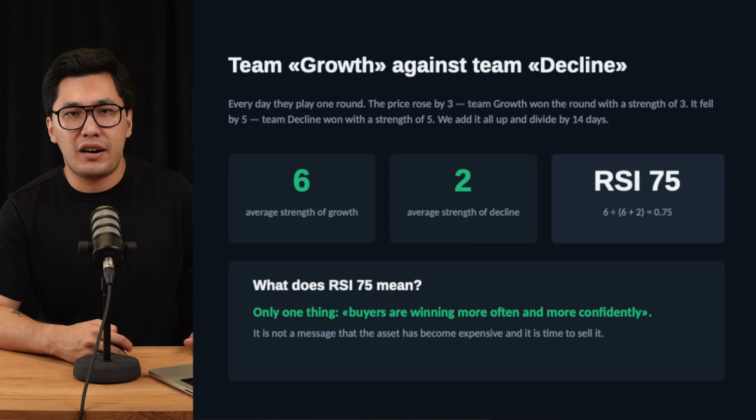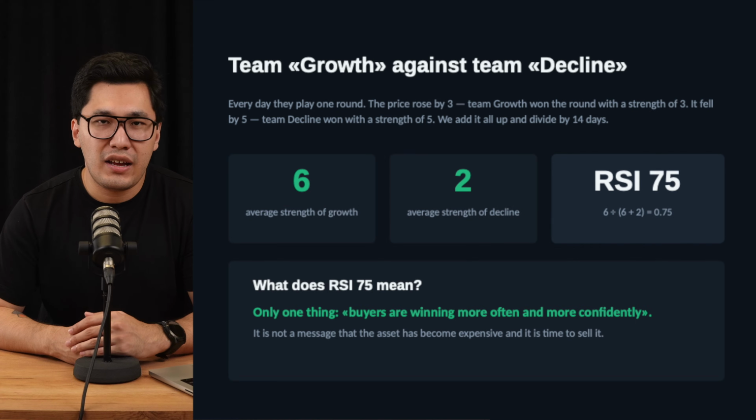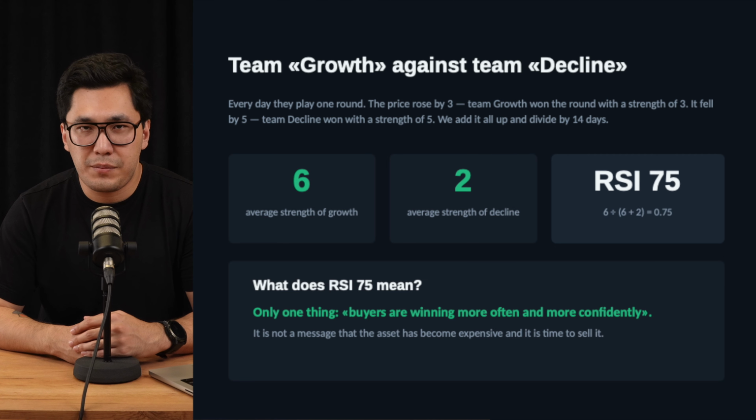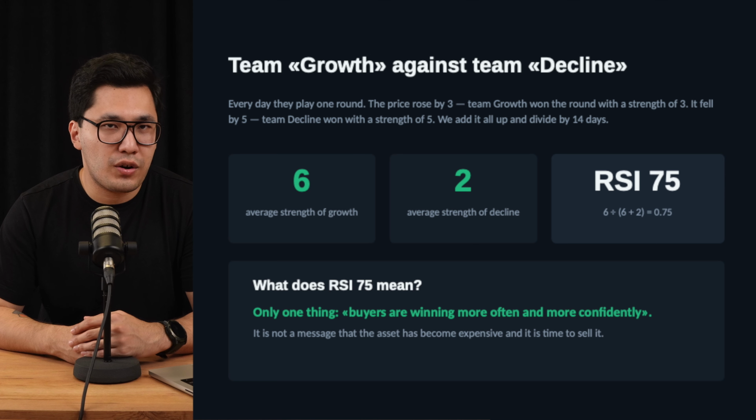I know, none of that makes much sense, so let's simplify it, explain it to me like I am 10 style. Imagine there are 2 teams, growth and drop. Every day they play 1 round, and one of them wins. If the price goes up by $3 in a day, team growth wins the round with a strength of 3. If it drops by $5, team drop wins with a strength of 5.